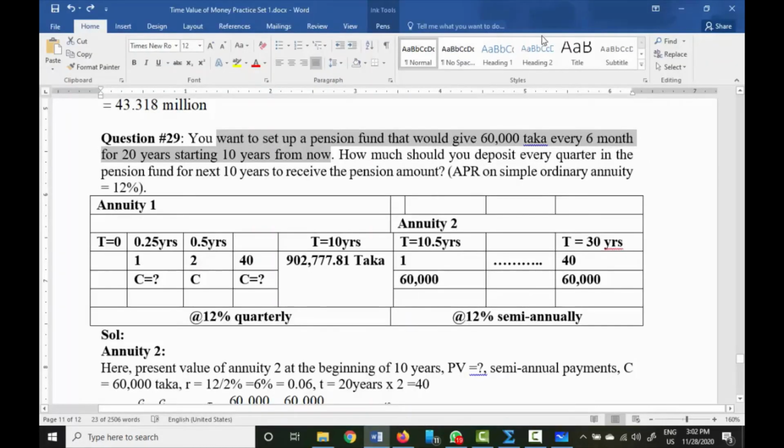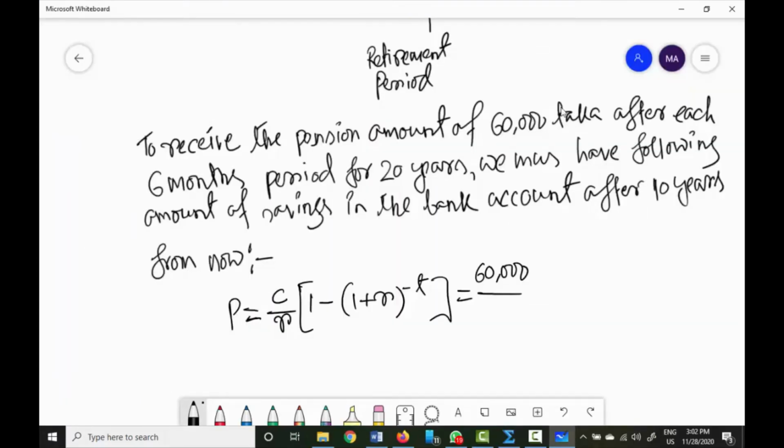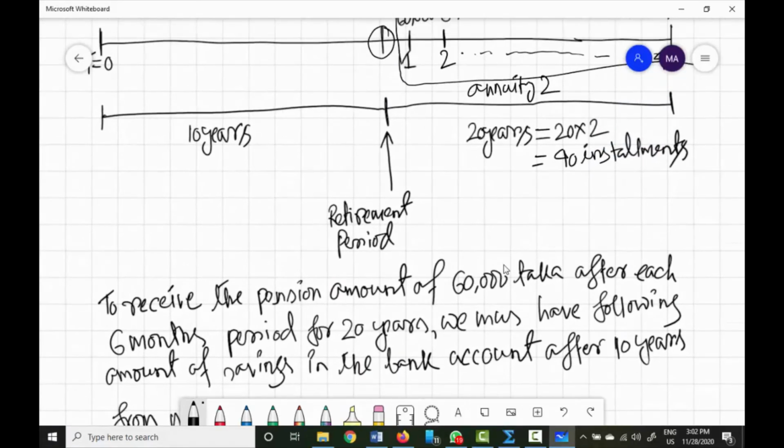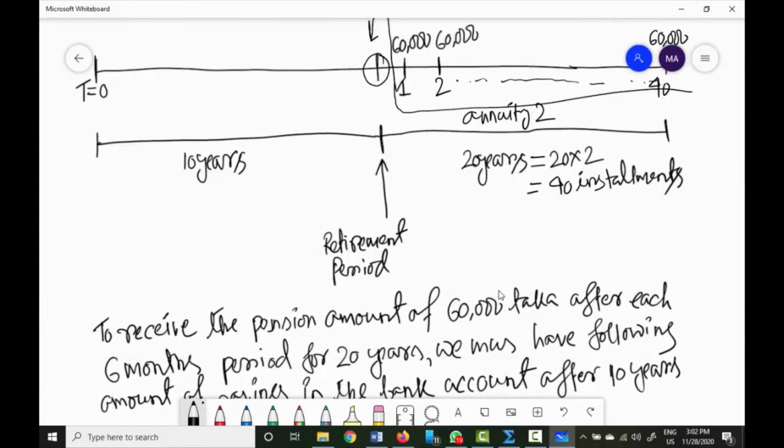Remember, here you want to get cash flows after each 6 month period, that is semi-annual period. So that means the interest rate should be 12% compounded semi-annually. For the annuity 2, the interest rate should be 12% compounded semi-annually. Why? Because it is ordinary.